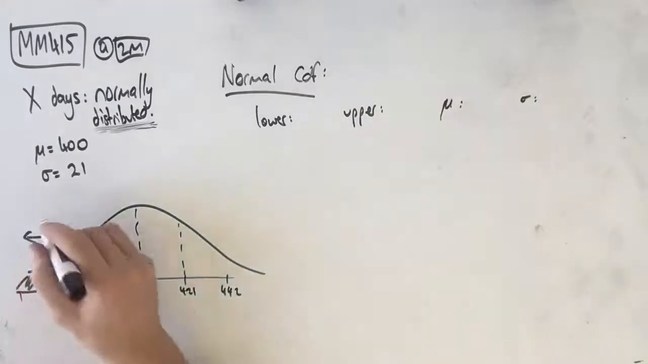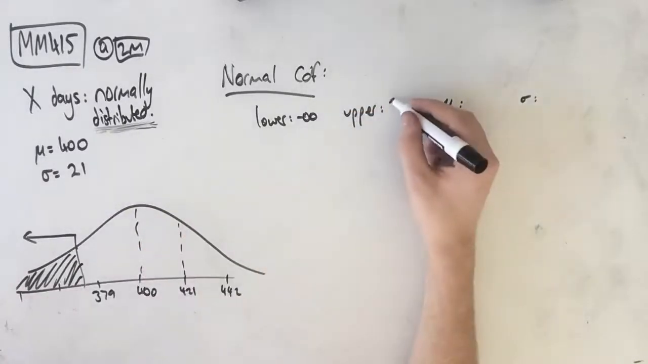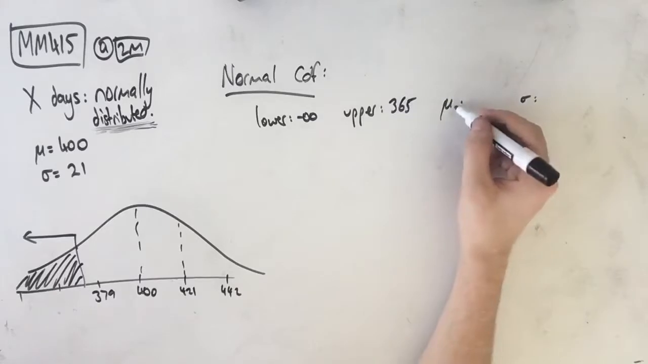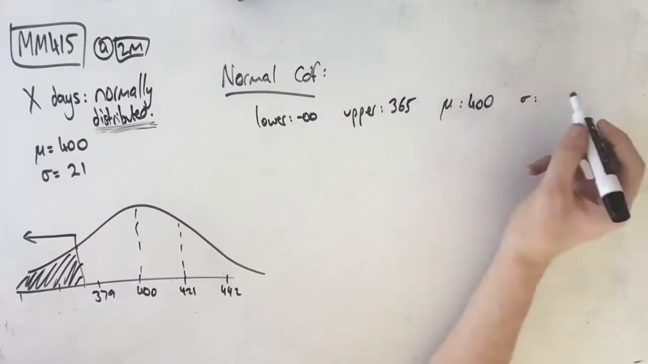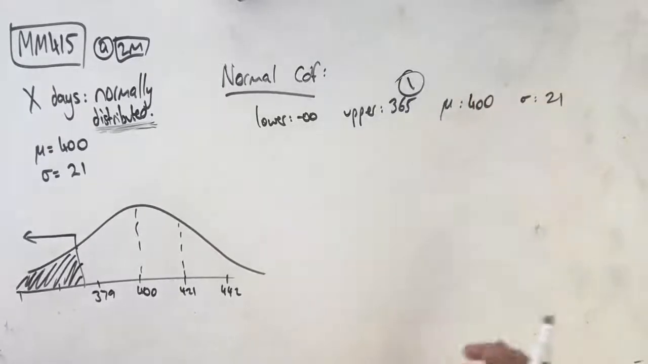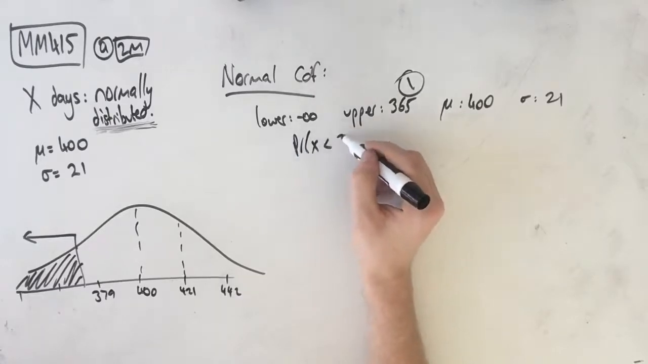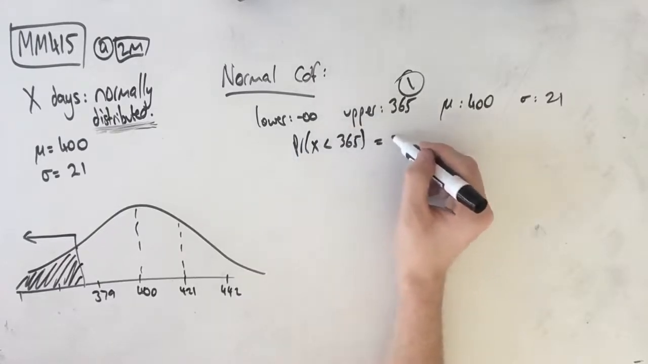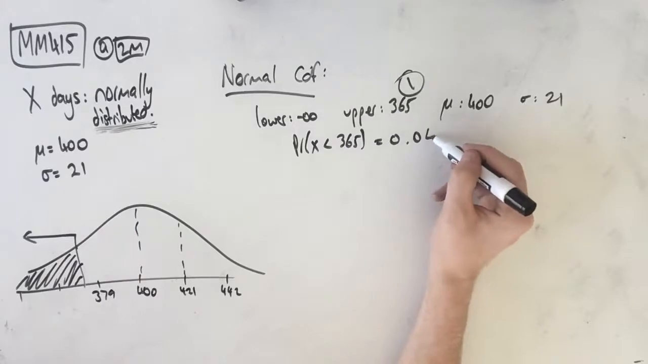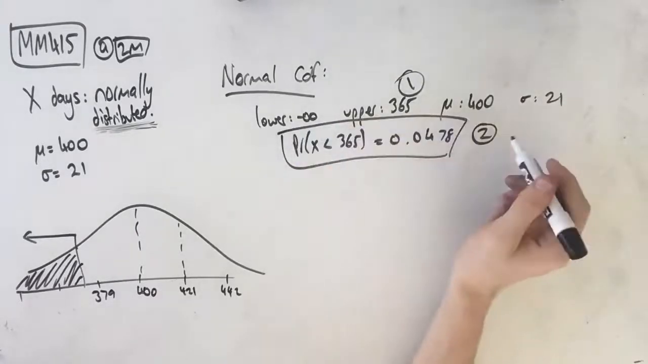So our lower is going to be negative infinity, our upper is going to be 365, mean is 400 and standard deviation is 21. There's our first mark here. Our second mark comes from actually subbing this into our calculator and getting it. So what we get is the probability that x is less than 365 is equal to 0.0478. That's our second mark.